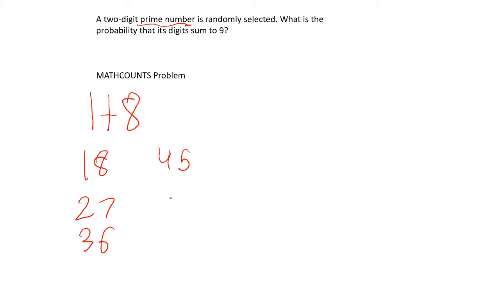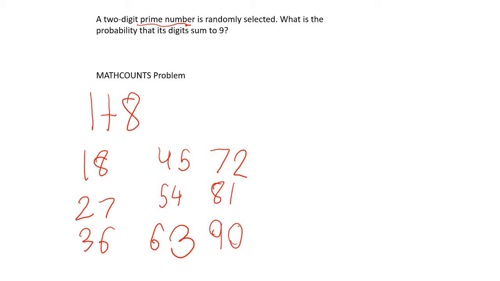Move on to 5. 5 plus 4 is 9. We have 54. And now we go to 6. 6 plus 3 is 9, so we have 63. Now we move on to 7. 7 plus 2 is 9, we have 72. Move on to 8. 8 plus 1 is 9, we have 81. And we move on to 9. 9 plus 0 is 9. And then obviously once we hit 10, that's three-digit numbers, which we don't want.